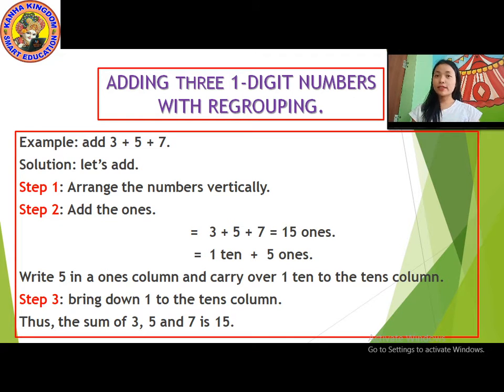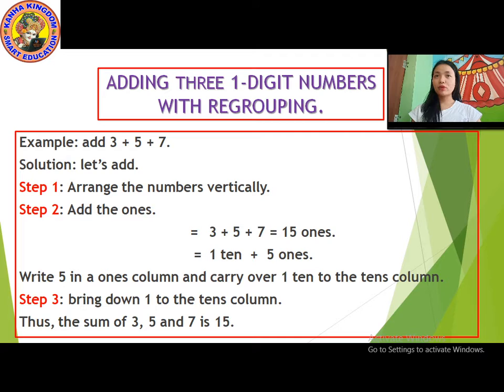Like I separate here 15 into 1 ten and 5 ones in the same way. So the digit which is in the ones place, we should write in the ones place, and carry over the other digit to the tens column. And step 3 is we should bring down that carried over 10 to the tens column. Okay, student. So this is the way we should add 3 one-digit numbers with regrouping.